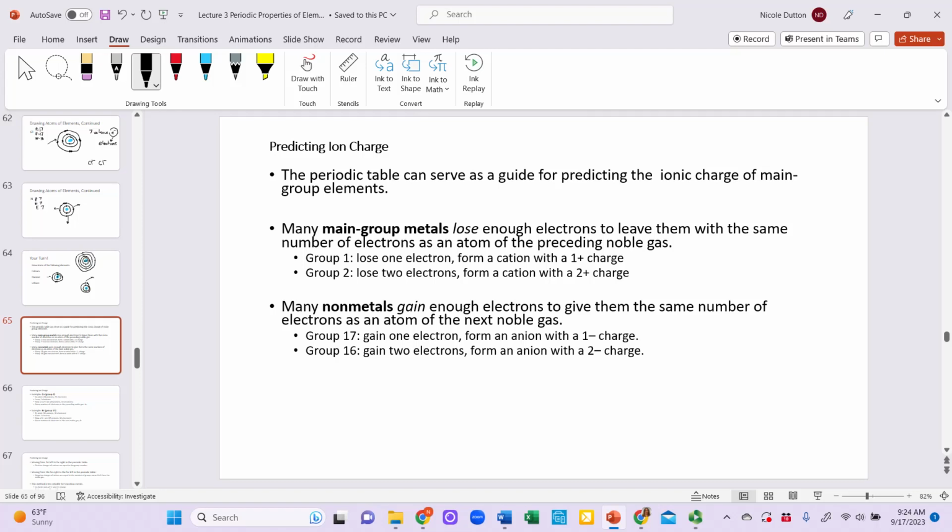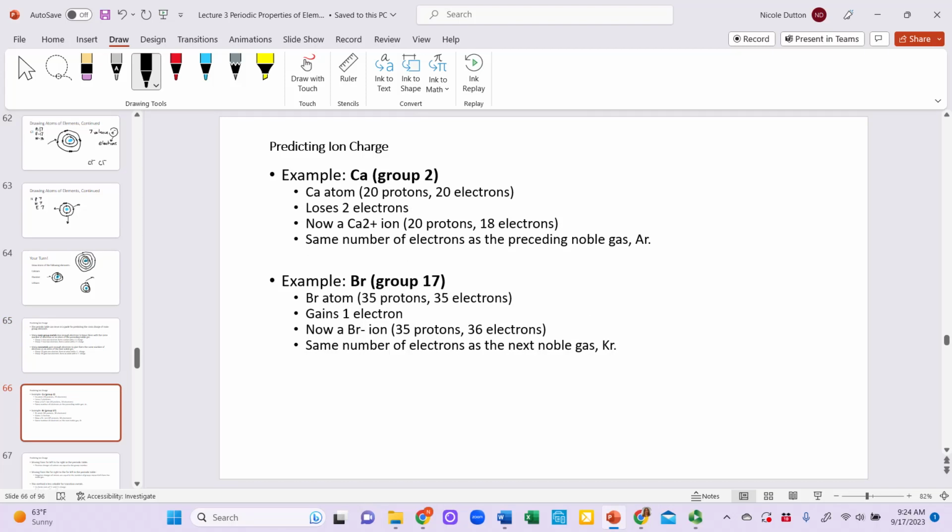So many nonmetals gain enough electrons to give them the same number of electrons as an atom of the next noble gas. So group 17 gains 1 electron to form an anion with a -1 charge. Group 16 gains 2 electrons to form an anion with a 2- charge.